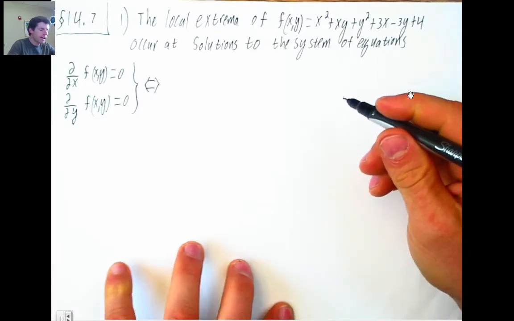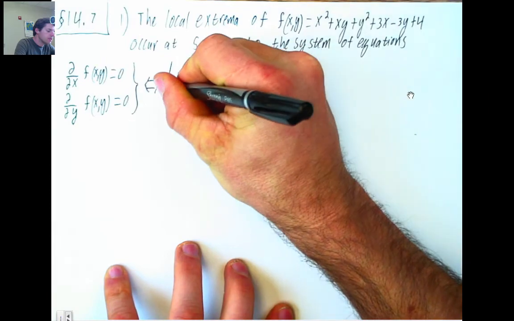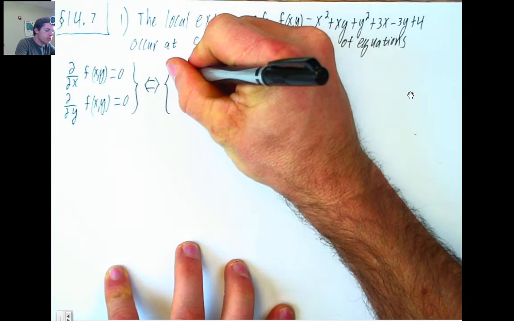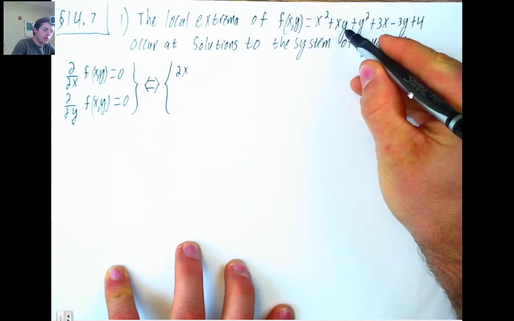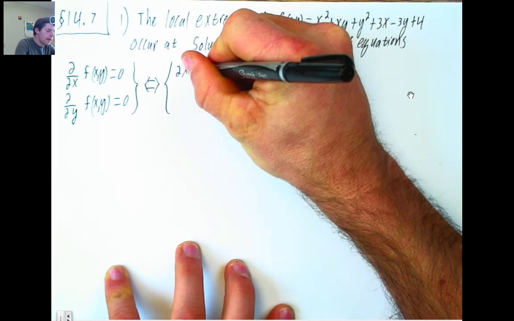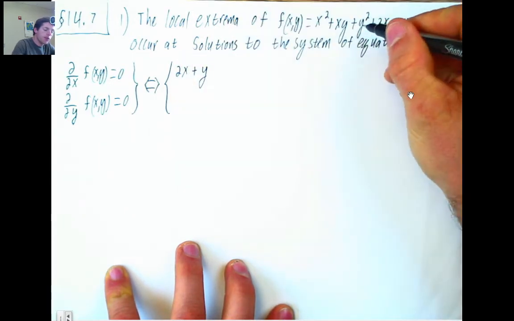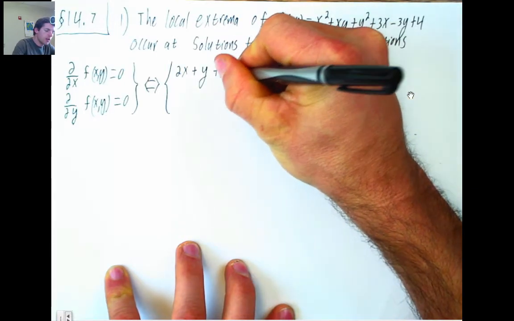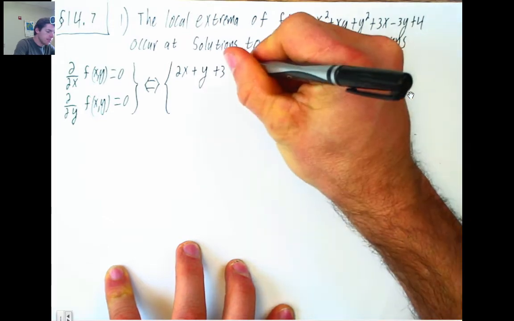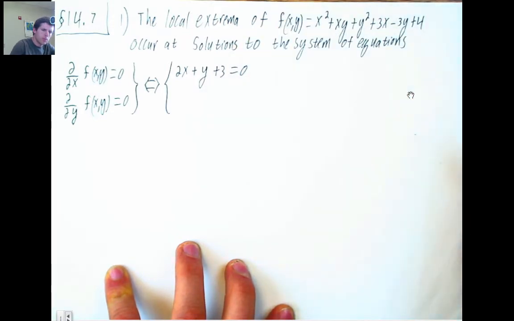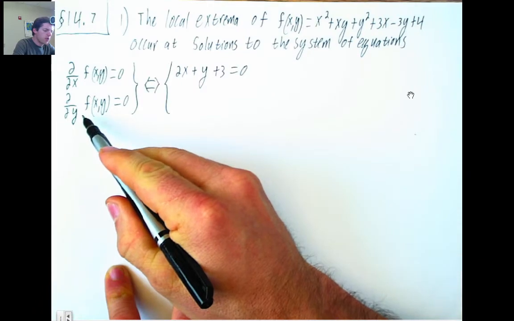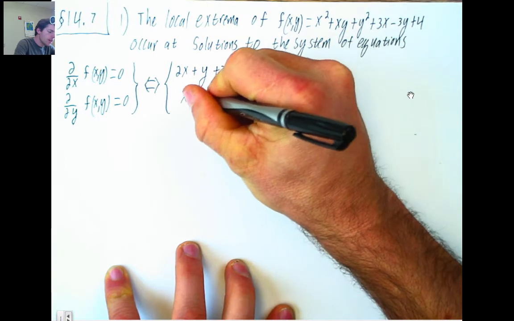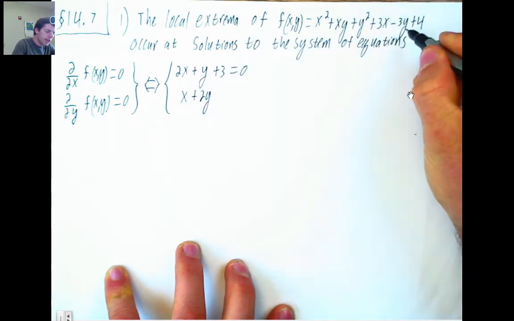Actually calculating the derivatives gives me an equivalent system of equations. The derivative with respect to x of this is 2x, and the derivative with respect to x of the second term is y. And then the derivative with respect to x of y squared is nothing. Looks like I also have a plus 3 for that term and nothing else, so that equal to 0 is the first equation. And the second equation is the derivative with respect to y of that. I will get an x, a 2y, and a negative 3.